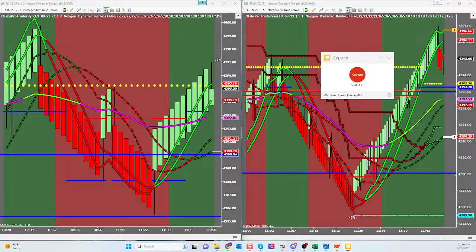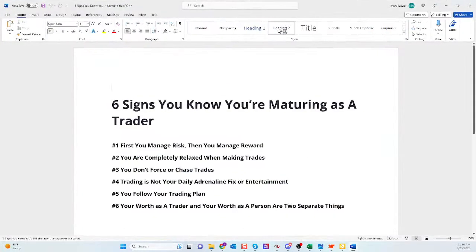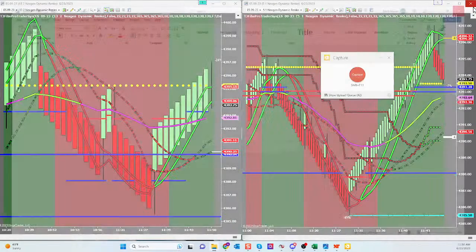It is the process and a journey. It most certainly is. A little bit, but you keep winning. Go figure. Patience pays off, doesn't it? I feel like that was one of those signs that you're maturing as a trader. You don't force or chase trades, right? You're following your trading plan. You're completely relaxed. Safia, you are the epitome of somebody that's maturing as a trader.